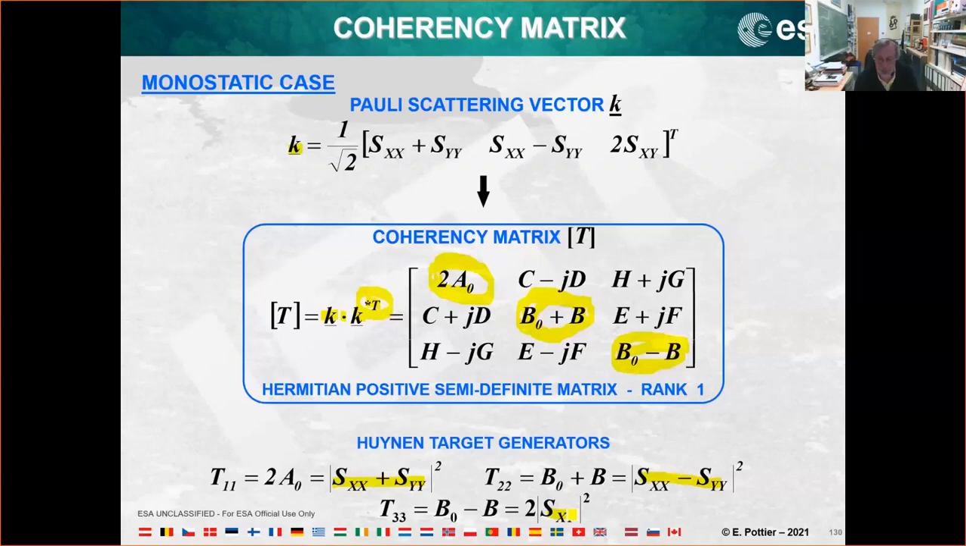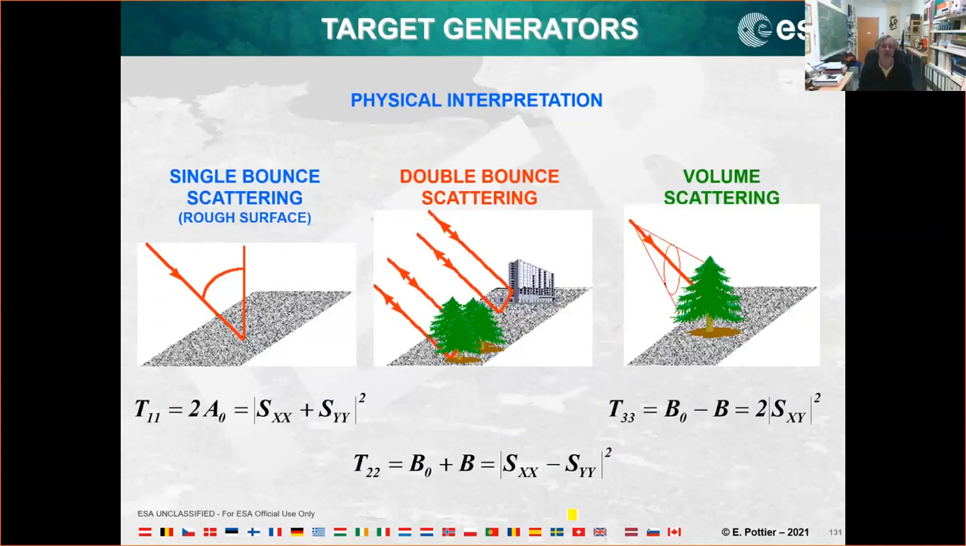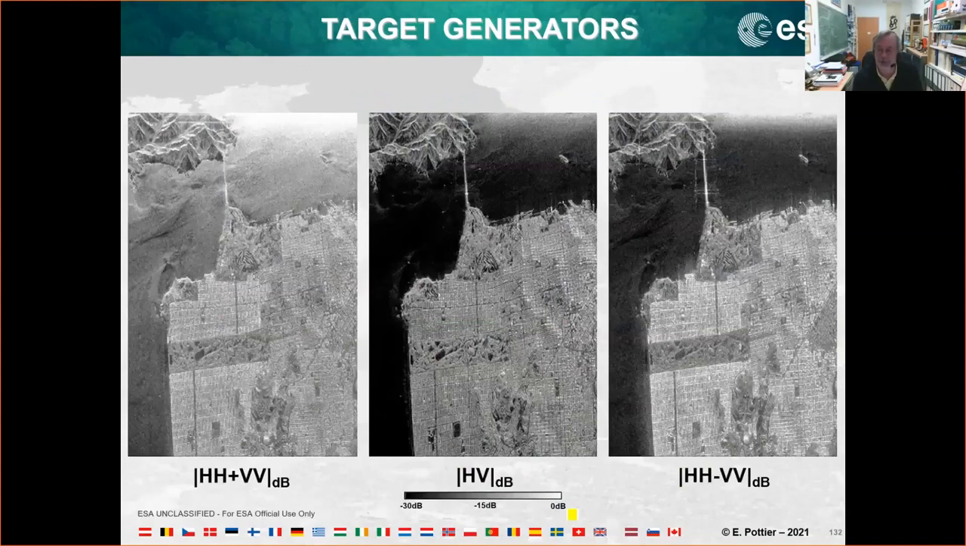So just to summarize, this is what I already explained to you. We can demonstrate that in the case of a surface, HH plus VV will have a very high value. So it means that T11 is very close to a rough surface, to the single bounce scattering mechanism. T22, HH minus VV, is related to the double bounce scattering mechanism. And the last one, T33, is related to the volume scattering mechanism or random scattering mechanism. It is from these three elements of the diagonal, which are represented here, that I can construct the corresponding false color image.